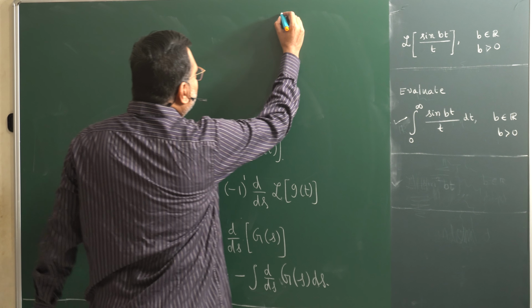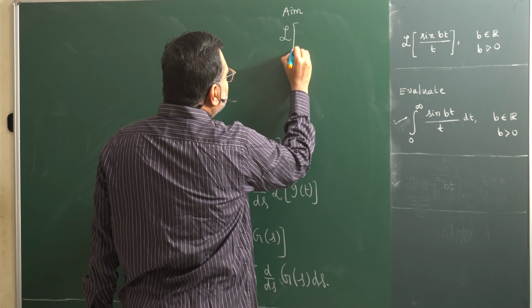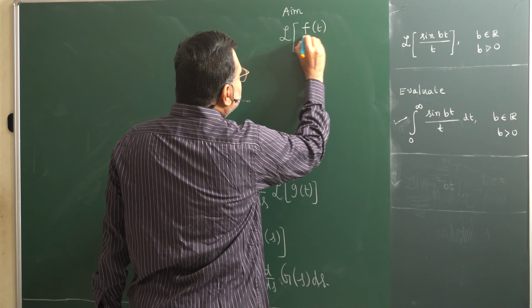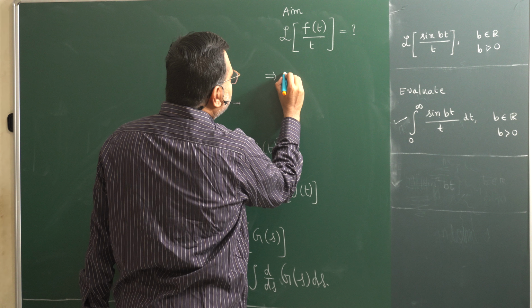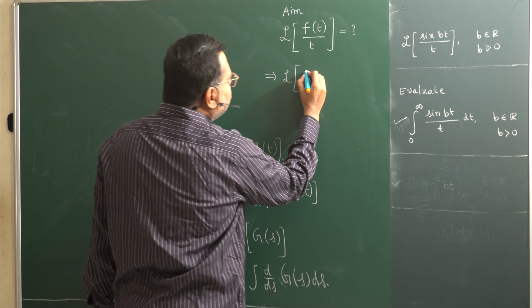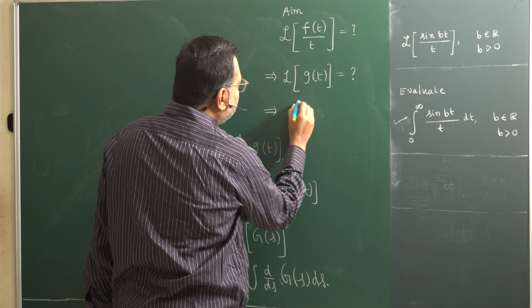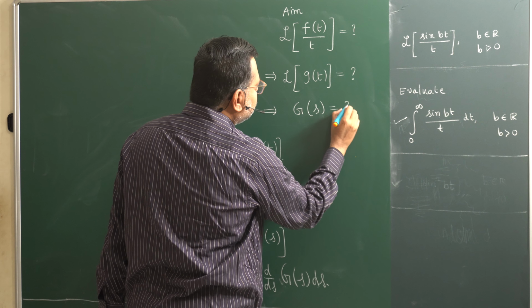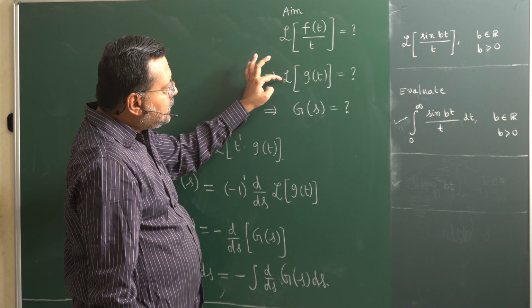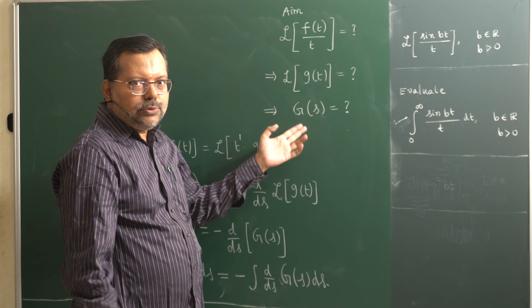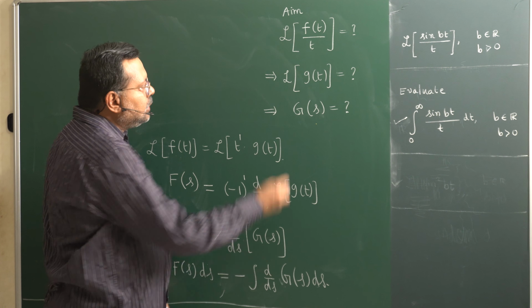Okay, what do you want? Let us write down, otherwise we'll forget. So the aim is that we have to get the Laplace transform of f of t by t, equal to how much? Let me again make it clear, what do you mean by that? We are interested to ask the question, what is this? Which is nothing but G of s. G of t is nothing but f of t by t. We are asking what is L of g of t, which is nothing but G of s. So we are asking what is G of s, and G of s is available here somehow. Okay, so this is our aim.